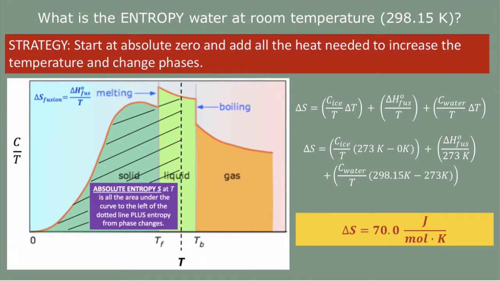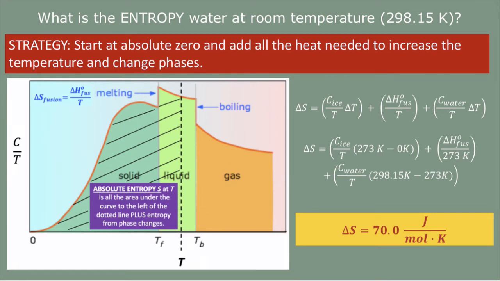So here's an example. What is the entropy of water at room temperature, 298.15 Kelvin? So our strategy would be to start at absolute zero and add all the heat needed to increase the temperature plus the phase changes. If you look here on the graph, we are going to go from zero all the way through the solid point, we're going to change phases to liquid, and then go partway through the liquid point. So that would be three different parts of our entropy equation.